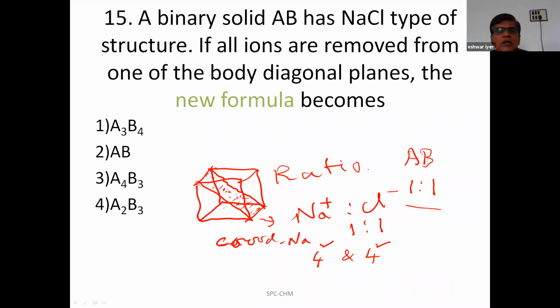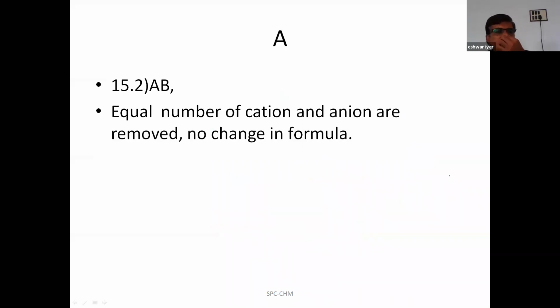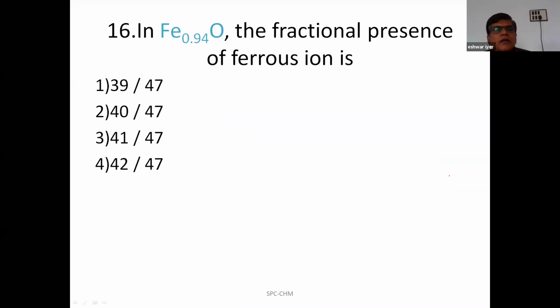Another argument is that when you remove the ions from this plane, you are removing an equal number of both the ions. Since both ions are removed in equal number, the ratio stays the same. That formula remains the same. Equal numbers of cation and anion are removed. No change in formula.